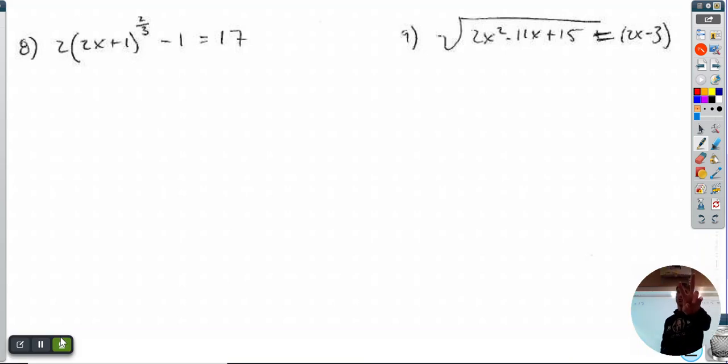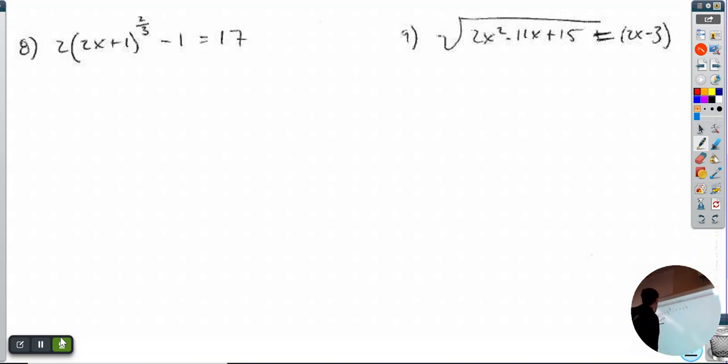Alright, so we're going to do 2 more of these solving problems, and we're going to get into my favorite type of relationship. Yes, that's right, I have a favorite type of relationship, quadratics. Alright, so for number 8, here we go.